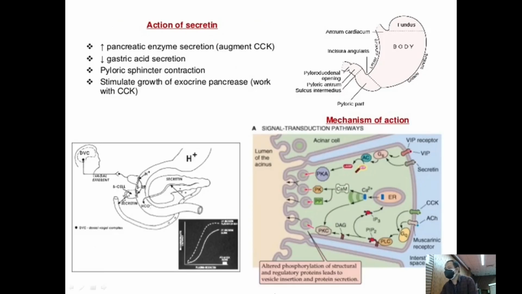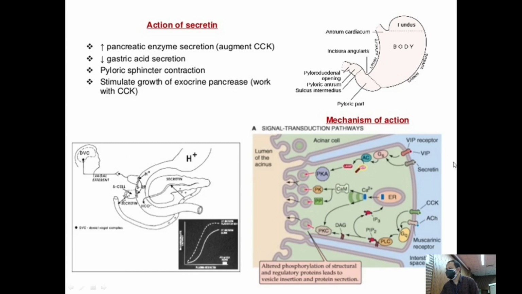I think here we have this mechanism of action of different hormones. Here CCK binds to a receptor, G proteins are activated, and phospholipase C is activated, and phosphatidylinositol diphosphate is phosphorylated, resulting in the formation of inositol triphosphate and diacylglycerol that eventually activate protein kinase C. This altered phosphorylation of structural and regulatory proteins leads to vesicle insertion. So this vesicle is inserted here and then results in secretion of protein or enzymes. In this case it will be all the pancreatic enzymes.